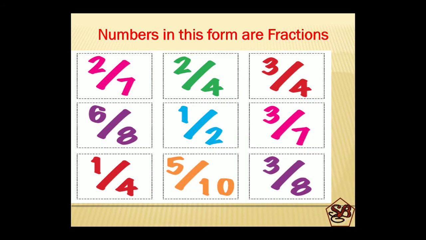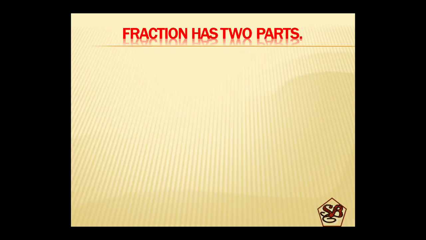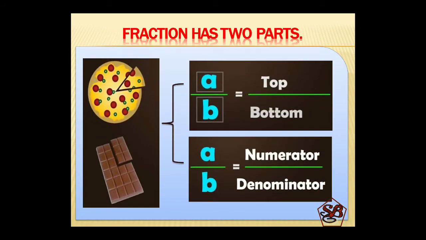Numbers which appear like this are called fractions. 2 by 7, 2 by 4, 3 by 4, 6 by 8, 1 by 2, 3 by 7, 1 by 4, 5 by 10, 3 by 8. All are the examples of fractions. Fraction always has two parts, top part and the bottom part. The top part is called numerator and the bottom part is called denominator.